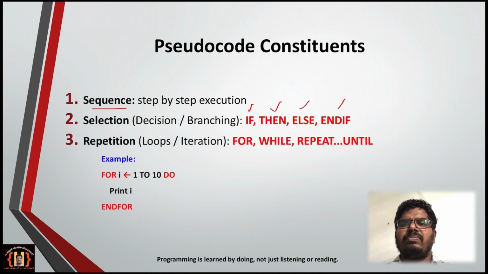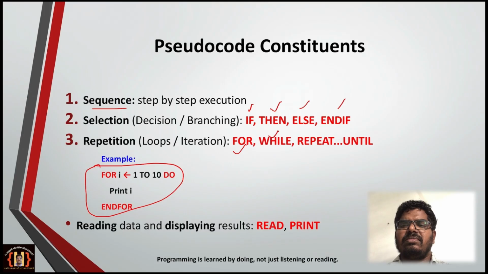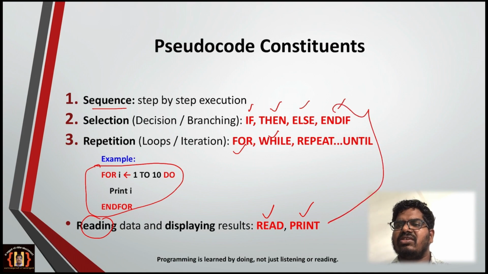For repetition, we have for, while, and repeat until. This is how pseudocode looks. Don't worry, for different problems I'll explain the algorithm, the pseudocode, and the code also. I'm just making you aware of what these pseudocode constructs mean. Similarly, we have other constructs for reading and displaying: read and print. These are basically keywords, and we use these keywords in representing our pseudocode.